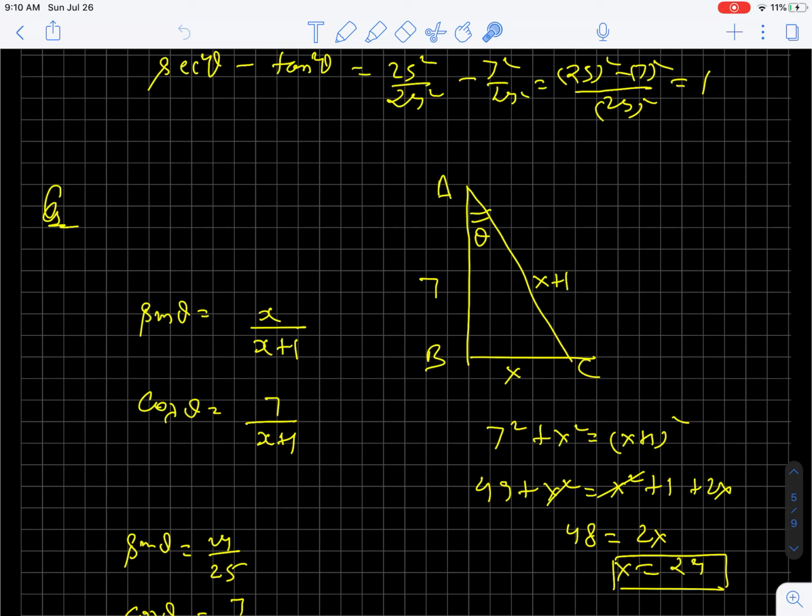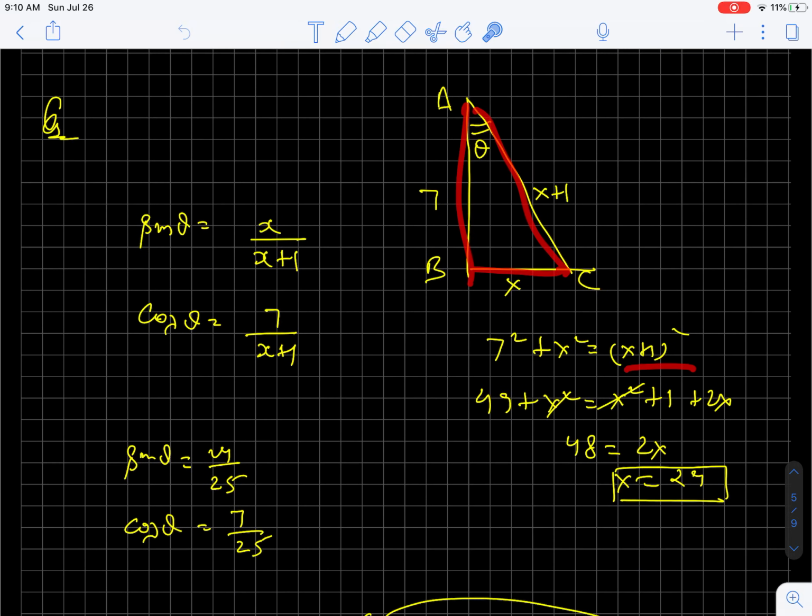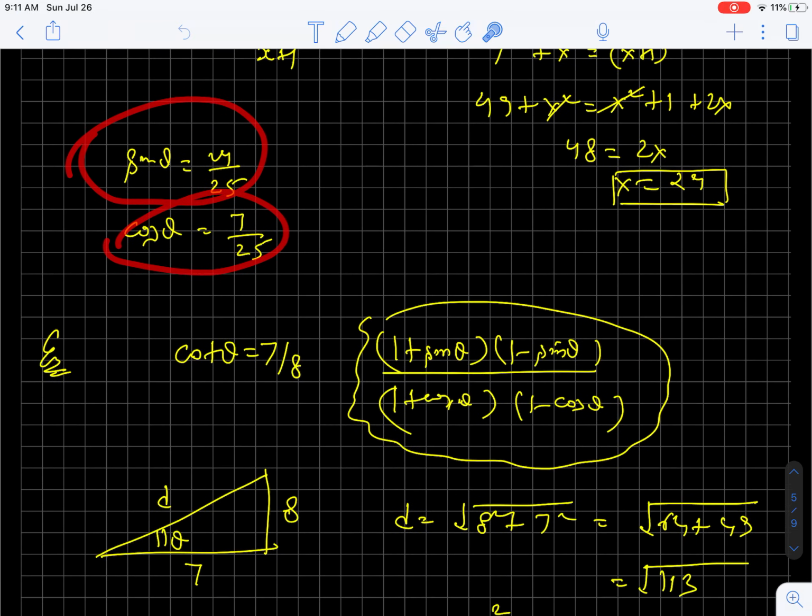Okay, and we have to find the value of sin theta and cos theta, but the main obstacle is we have to solve for x. Now, if this is a right triangle, then Pythagoras theorem is easily applicable in this case. Simple, x square plus 7 square is equal to x plus 1 whole square. Solve this. 7 square is 49. X plus 1 whole square is equal to a square plus b square plus 2ab, that is x square plus 1 plus 2x. X square cancels, and then the value will be 48 equal to 2x and x equal to 24. If x equal to 24, then sin theta is equal to 24 by 25 and cos theta is equal to 7 by 25.